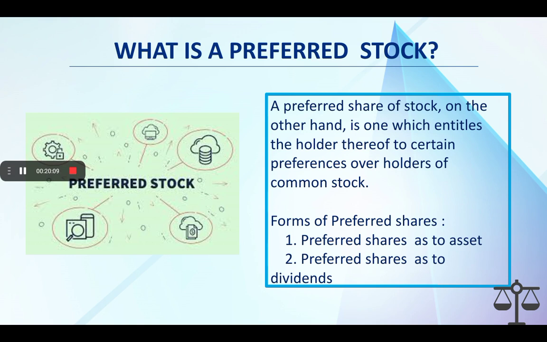So, there are two forms of preferred shares. Una, preferred shares as to assets. Pangalawa is preferred shares as to dividends. So, yung preferred shares as to assets, ito yung preferred shares which gives the holder preference in the distribution of assets of the corporation in case of liquidation. So, yung preferred shares as to dividends naman, ito yung preferred shares which gives the holder, in the distribution of dividends, the right to receive before the holder of a common stock.